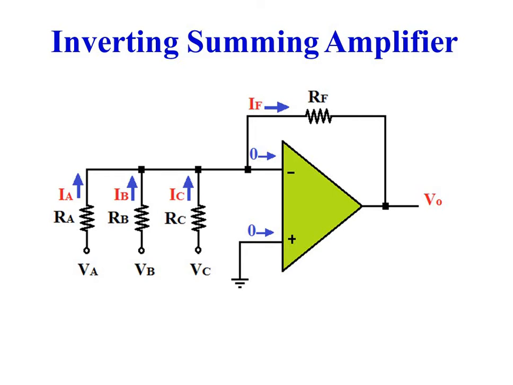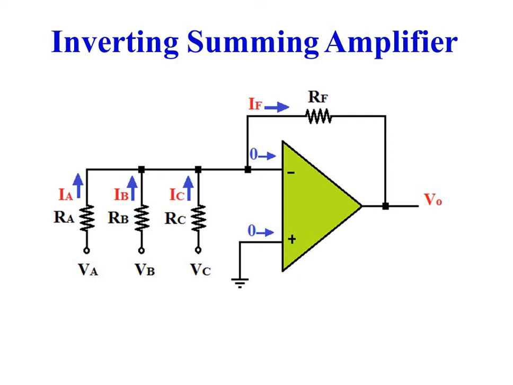Let us consider a 3-input inverting summing amplifier. The three inputs are denoted as VA, VB and VC. RA is the resistance connected between input VA and the inverting input of the operational amplifier. RB is the resistance connected between VB and the inverting input of the operational amplifier.